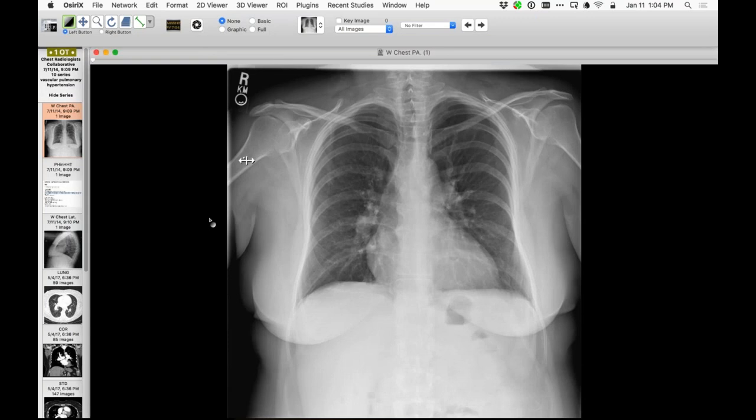Let me just bring up two images here. My mouse doesn't seem to be scrolling very nicely. Sorry about that.